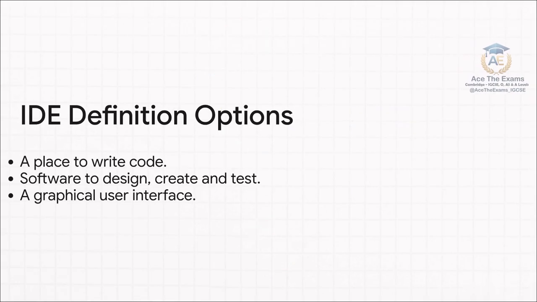Let's look at the options. Number 1, a place to write code. Number 2, software that helps programmers design, create, and test code. Or number 3, a graphical user interface.